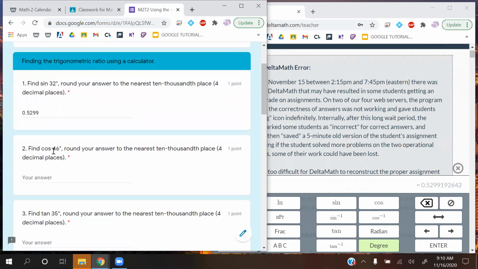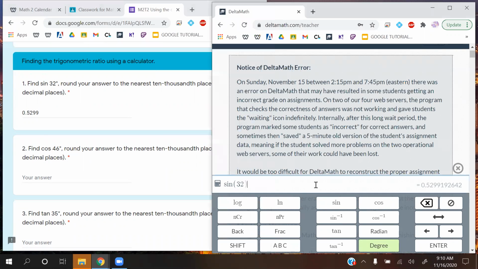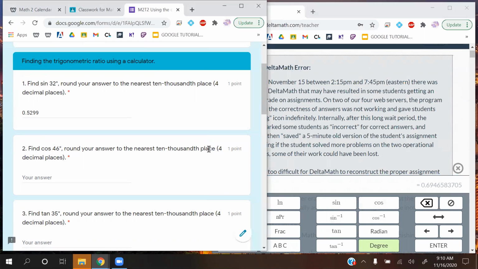Okay, next one, find cosine of 46. Round your answer to the nearest 10,000th place, 4 decimal places. So you can press the cosine button, which is right over here, and then you can type 46 using the numbers on your keyboard. And we're rounding it to the nearest 10,000th place, which is 4 decimal places, so 0.6947, because after the 6 came a 5, which means we're rounding up.